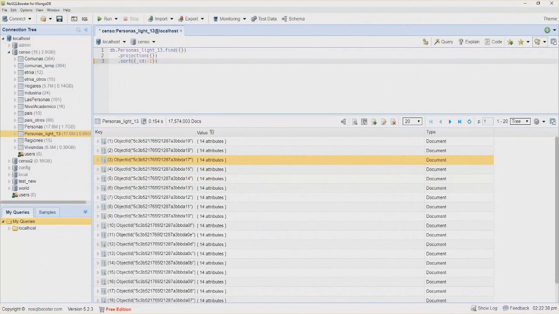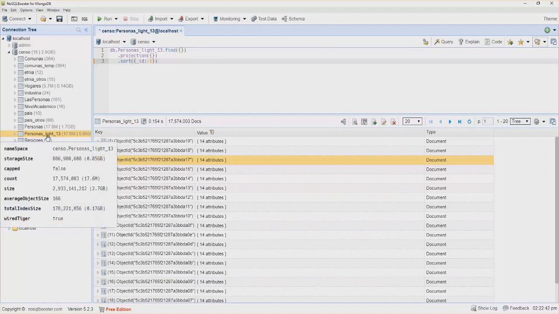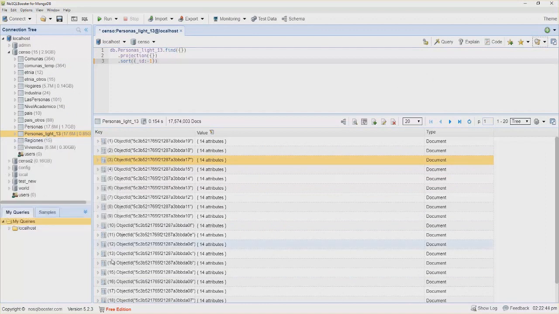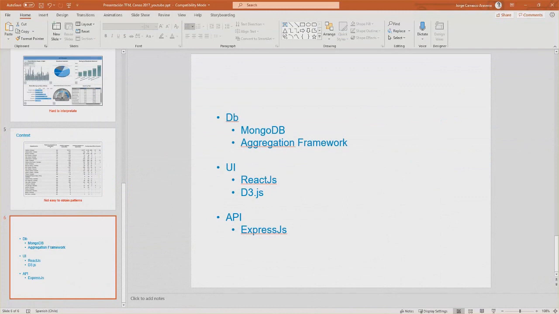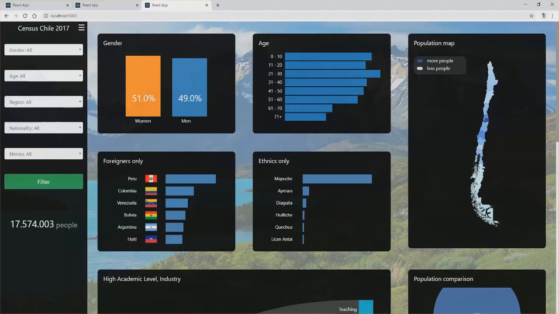Because of the size of the database, I have to treat the data, transforming, cleaning it, reducing the data. At that time, I had to use aggregation framework from MongoDB in order to make the queries more efficient. For the UI, I use ReactJs, for the charts, D3.js, and for the APIs, Express.js. I stored the code of this project in Bitbucket. The repository is public if you want to take a look.